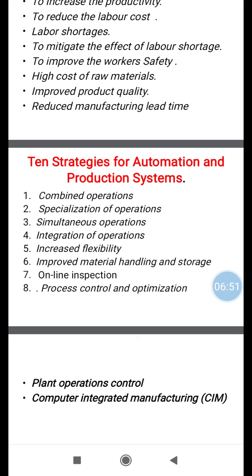Next one, process control and optimization. So you know how to control the process using different types of control systems. Here in automation, we can use process control and optimization technology for better production systems.